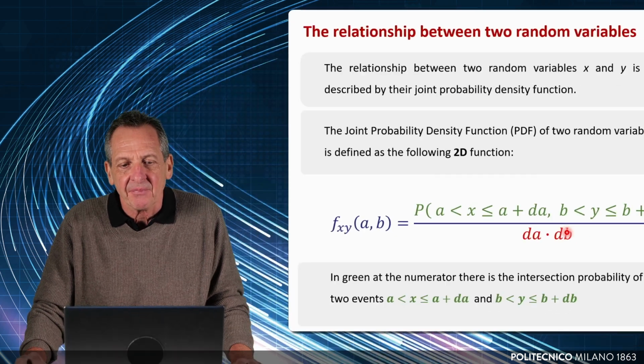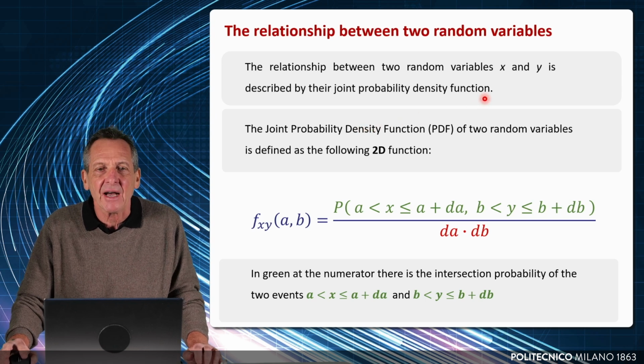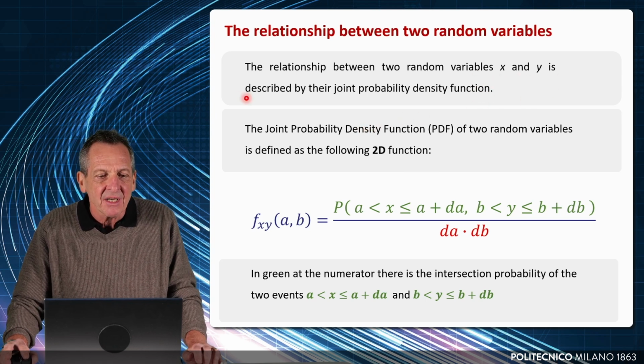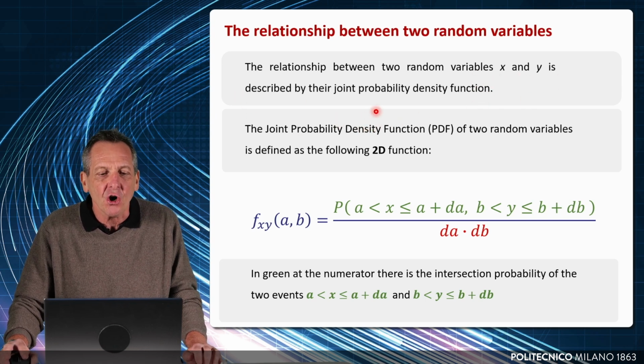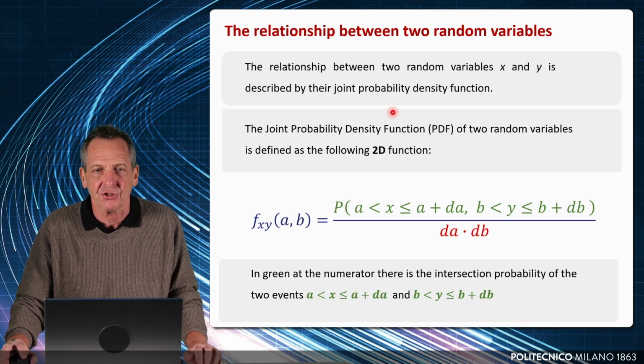In this lesson, we analyze the relationship between two random variables. The relationship between the random variables x and y is described by their joint probability density function. This is the definition of joint probability density function.